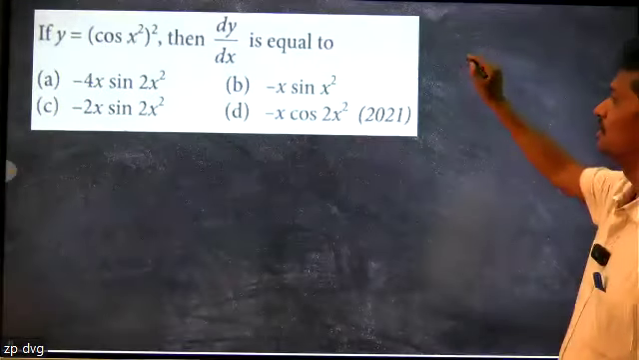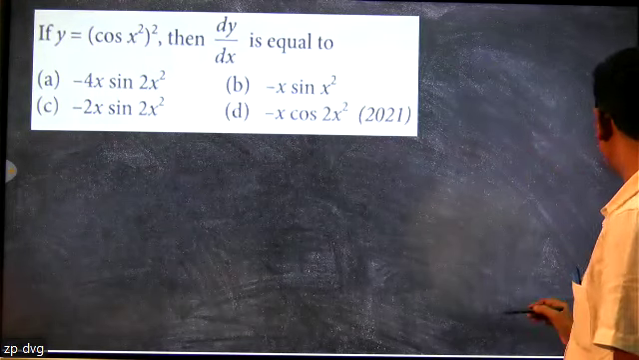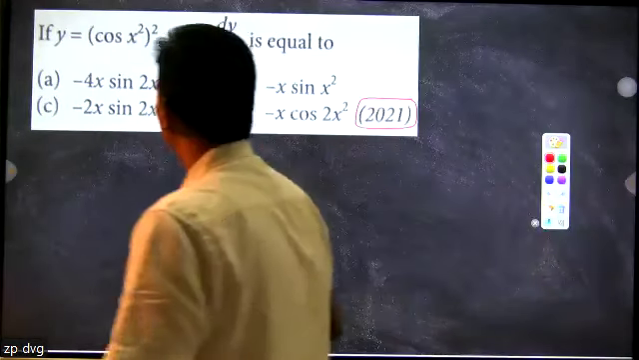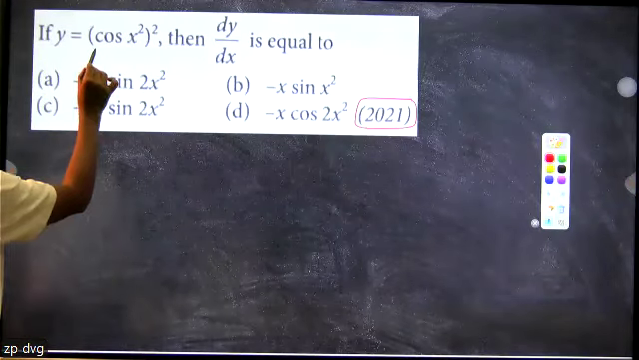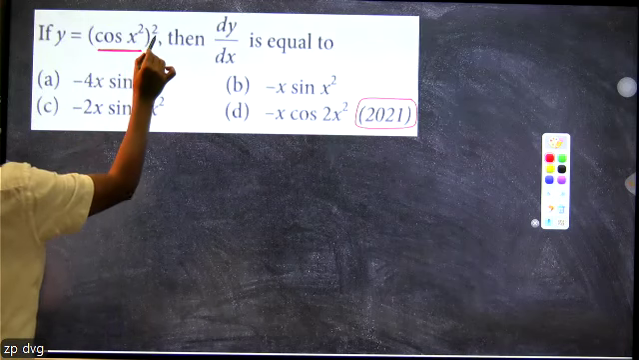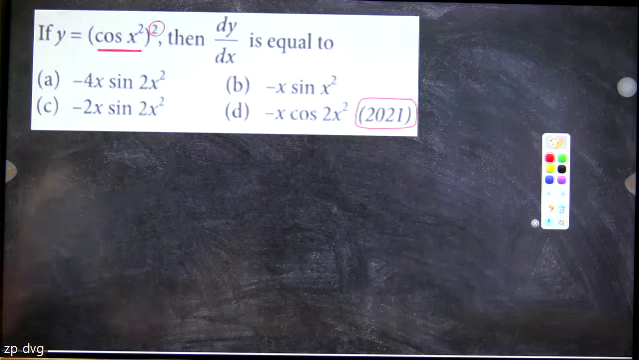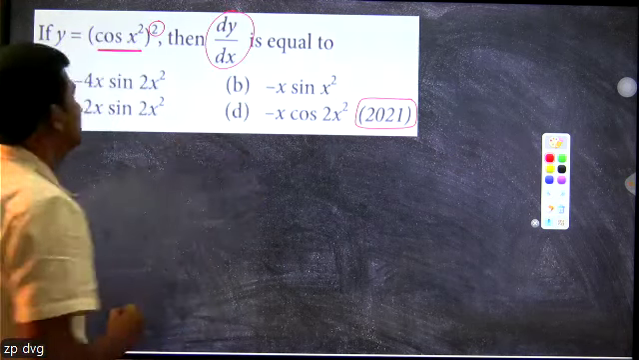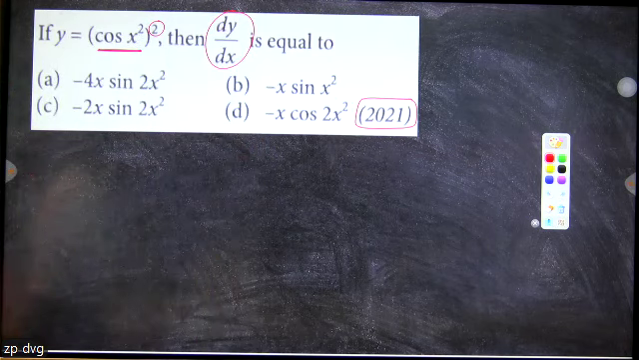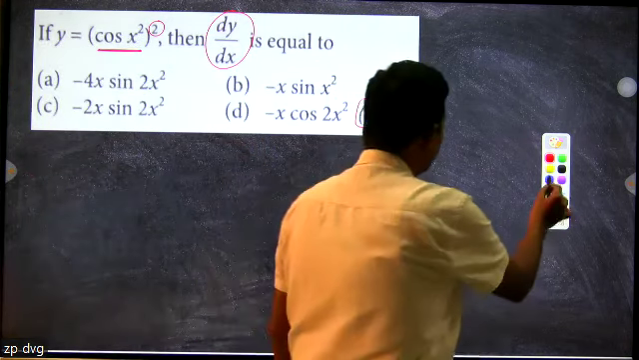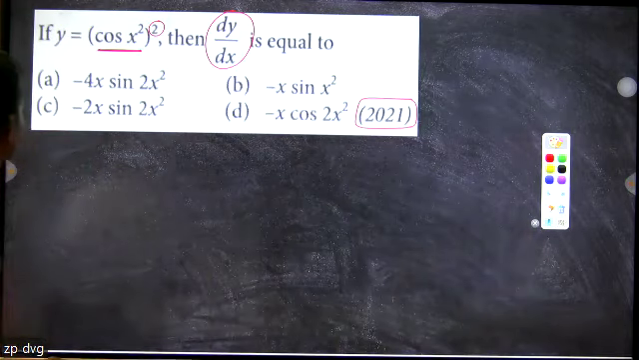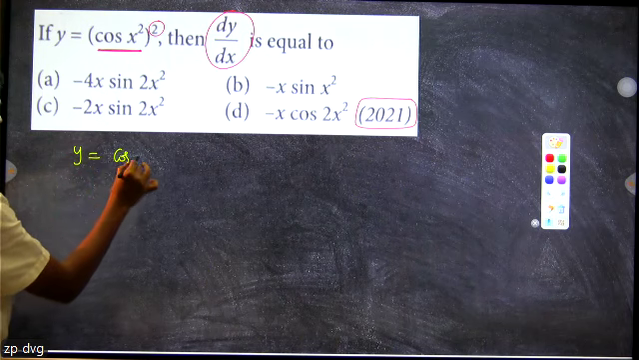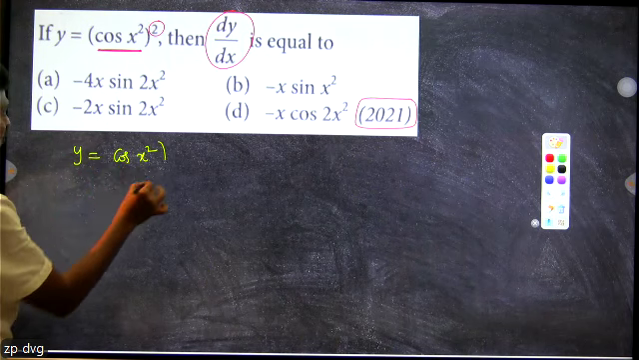Next, see this question. This is the question given in 2021 KCET exam, right? Look at this. What they gave? Y equal to cos x square whole square. Then dy by dx equal to what? So first we'll take the given function. Given function is y equal to cos of x square whole square.